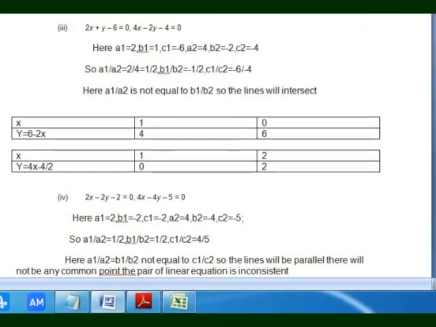Okay, in question number 3, two equations are like this. So compare this equation with a1x plus b1y plus c1 is equal to 0. So a1 will be 2, b1 will be 1, c1 will be minus 6, and compare this equation with a2x plus b2y plus c2 is equal to 0. So a2 will be 4, b2 will be minus 2, and c2 will be minus 4. Okay, and then find out the value of a1 by a2.